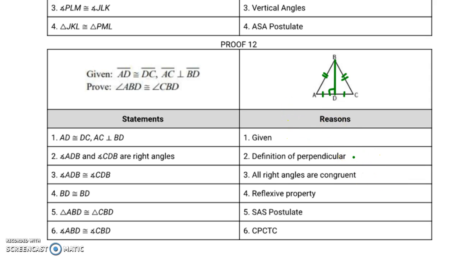Definition of perpendicular, you definitely know what that means. Right angles being congruent, you definitely know that all 90-degree angles are congruent. Reflexive property just means the same thing is congruent to the same thing. The SAS postulate is very straightforward because we know that we're looking at side angle side being congruent. Let me mark that on the diagram here. Here are our statements on the diagram. Hopefully it's a little bit more straightforward to see. Side angle side is congruent to side angle side. And then we're proving that these two angles are congruent to each other because of CPCTC.